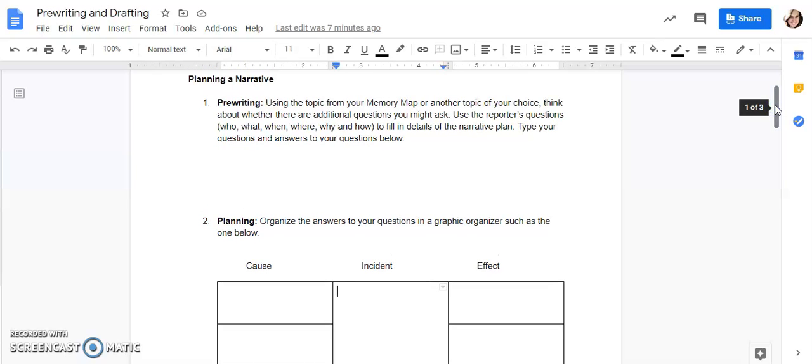a narrative. The first one is pre-writing, so it says using the topic from your memory map or another topic of your choice. Think about whether there are additional questions you might ask. Use the reporter's questions, which are who, what, when, where, why, and how, to fill in details of the narrative. Type your questions and your answers to your questions below.